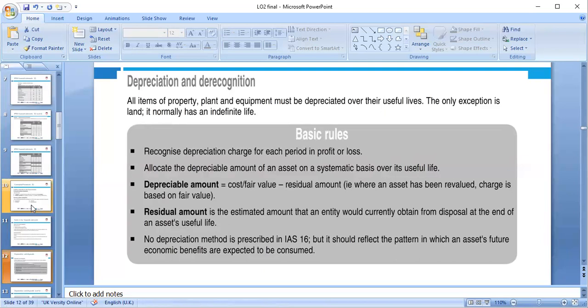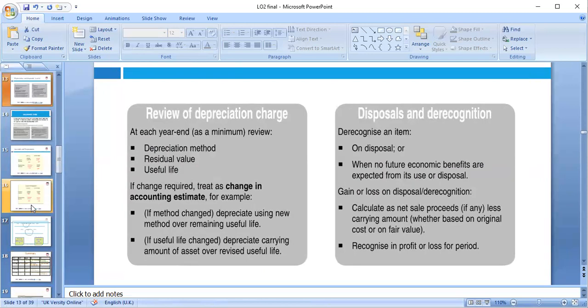We can follow IAS 16, which is property, plant and equipment, and the depreciation of these assets under IAS 16. We can follow the straight line method, or the diminishing or reducing balance method. Review the depreciation charge at each year end, and review the method, residual values and useful life of the asset. If a change is required, treat it as a change of accounting estimate. For example, if the method changes, depreciate using the new method over the remaining useful life. If the useful life is changed, depreciate the carrying amount of the asset over the revised useful life.